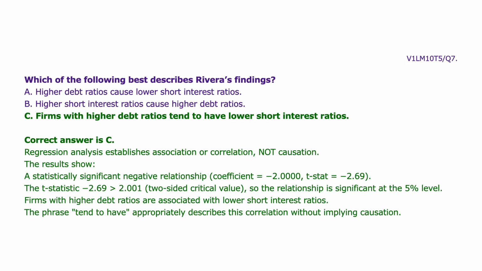Regression analysis identifies statistical association or correlation, but it cannot establish causation. The phrase "tend to have" in choice C correctly describes this observed relationship.